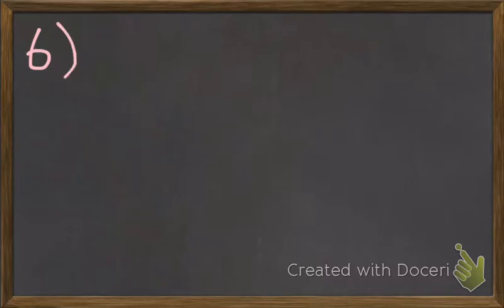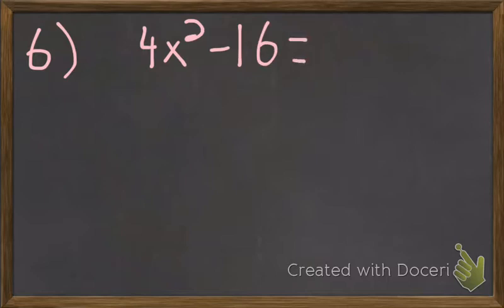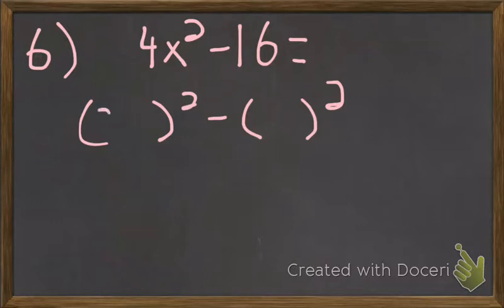Number 6. So we have 4x squared minus 16. Again, how can we make it in this form? First step. Well, 2x times 2x is 4x squared. 4 times 4 is 16. So we can do that.